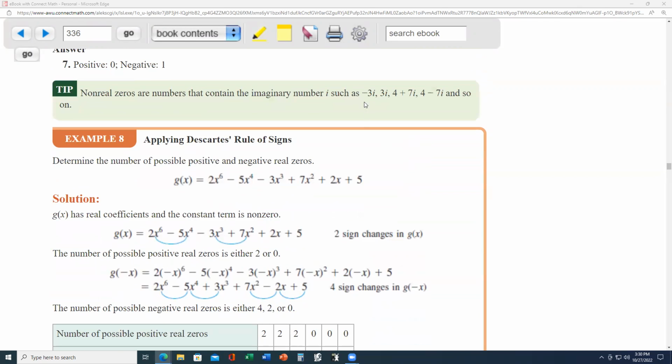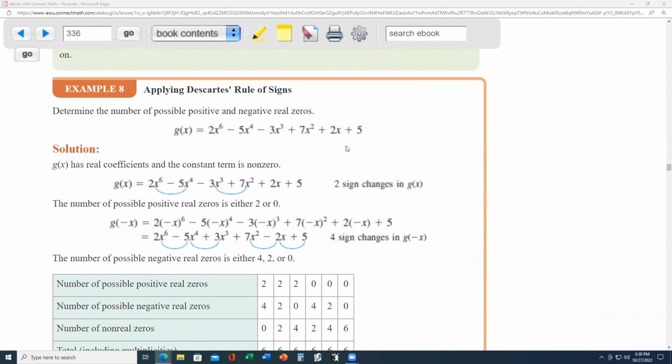All right, let's look at example 8 here, which is going to be applying Descartes' rule of signs and helping us to determine the number of possible positive and negative real zeros. Here we have a 6th degree polynomial doing a sign count. And notice you don't have to worry about putting any placeholders in here. Don't do that for Descartes' rule of signs.